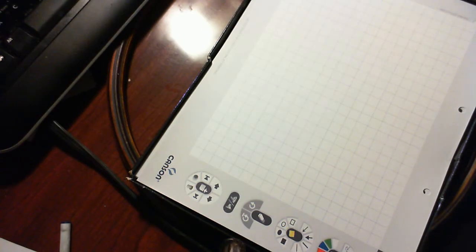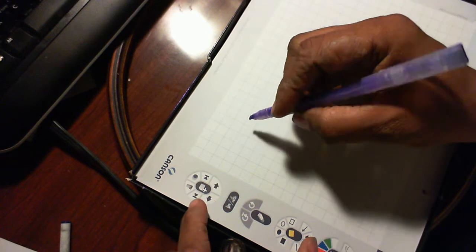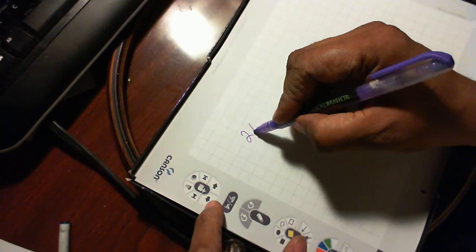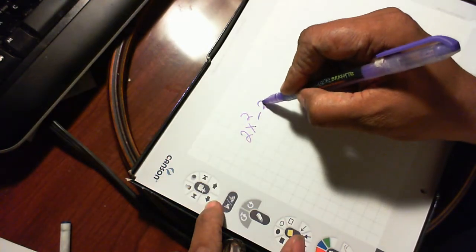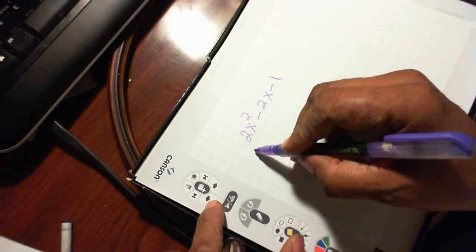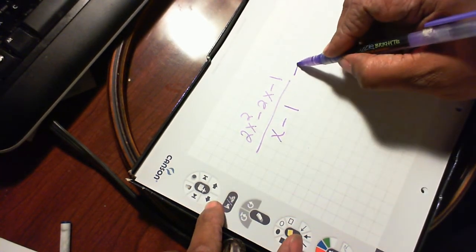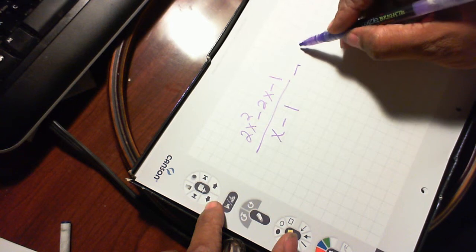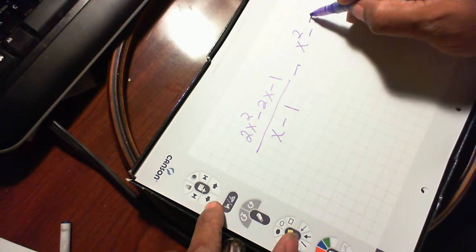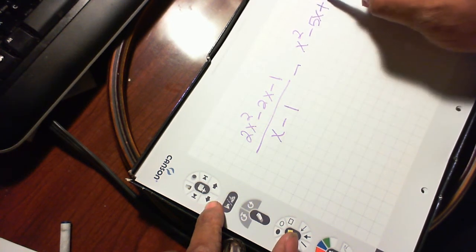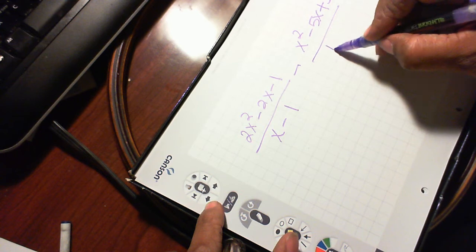Okay, continuing where we left off. So here's another problem I want you to be able to do here. 2x squared minus 2x minus 1 divided by x minus 1, minus x squared minus 5x plus 5 over 1 minus x.